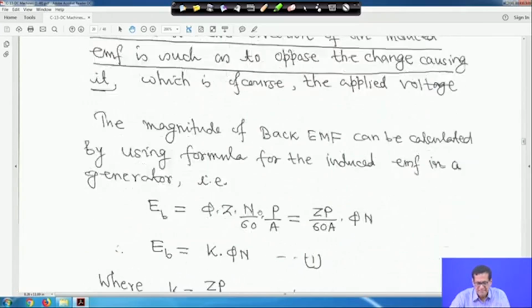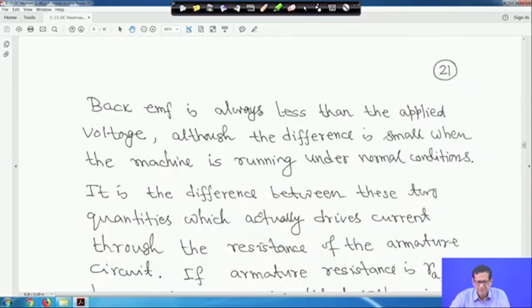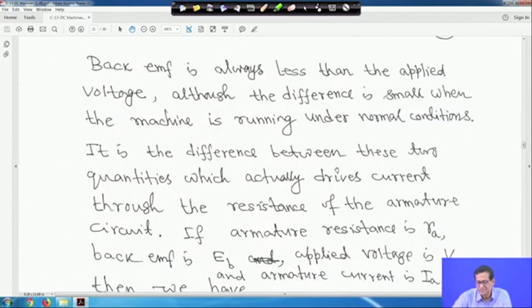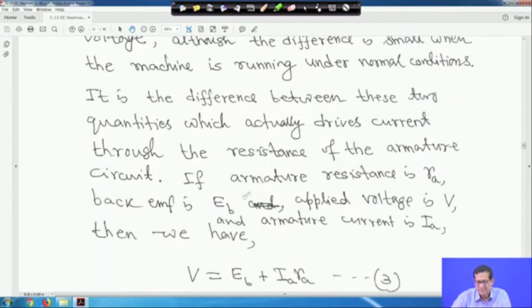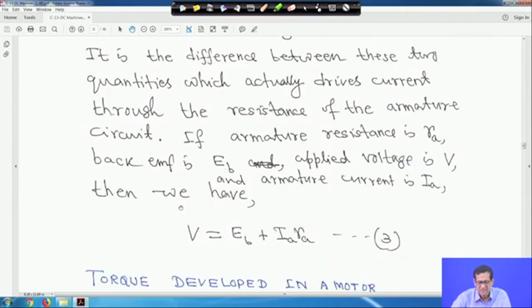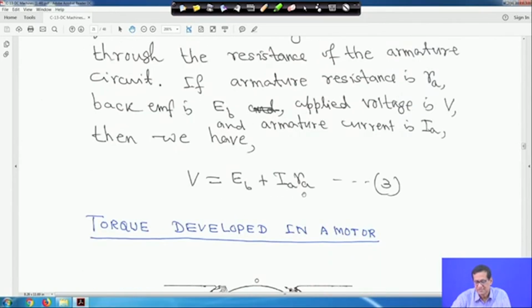Therefore, back EMF is always less than the applied voltage, although the difference is very small when the machine is running under normal conditions. It is the difference between these two quantities which actually drives current through the resistance of the armature circuit. We will see later: if the armature resistance is Ra, back EMF is EB, and applied voltage is V, then we have this equation: V is equal to EB plus IA Ra. We will see this later.